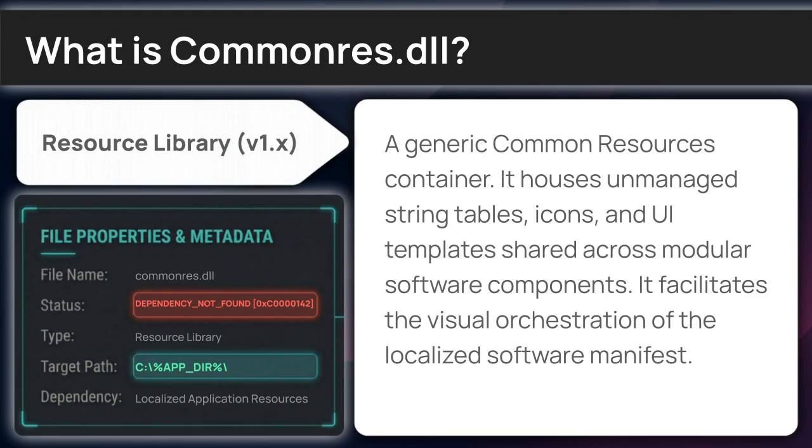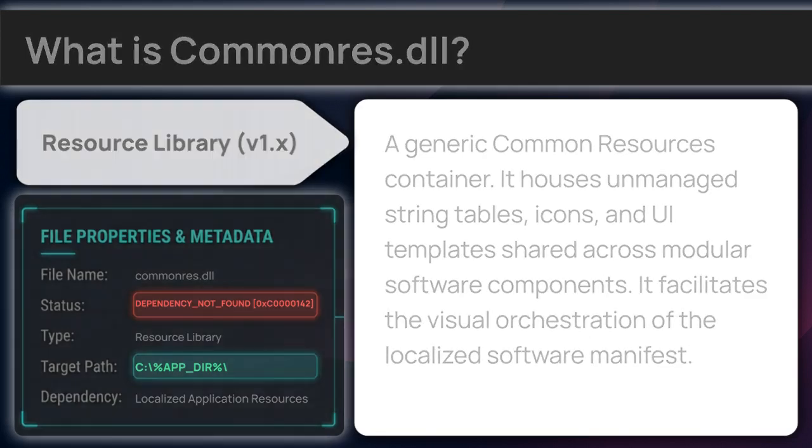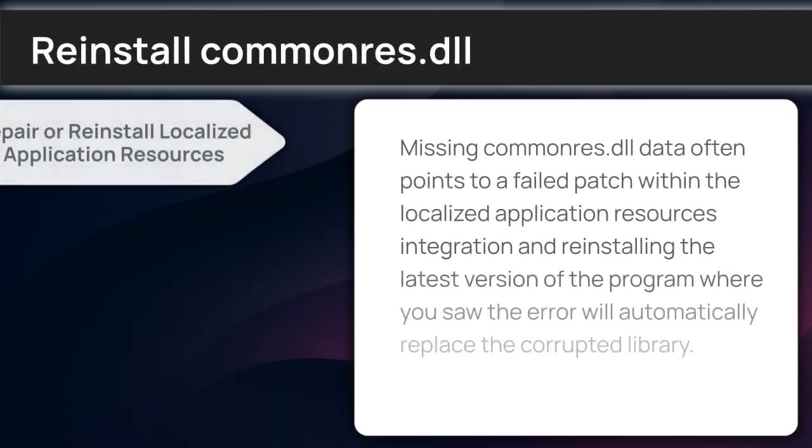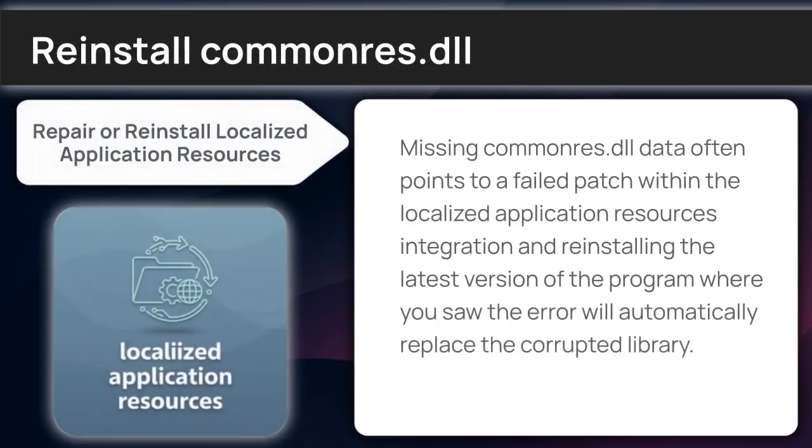Now let's apply the fix by reinstalling the shared system library. Missing commonres library DLL data often points to a failed patch within the localized application resources integration, and reinstalling the latest version of the program, where you saw the error, will automatically replace the corrupted library.